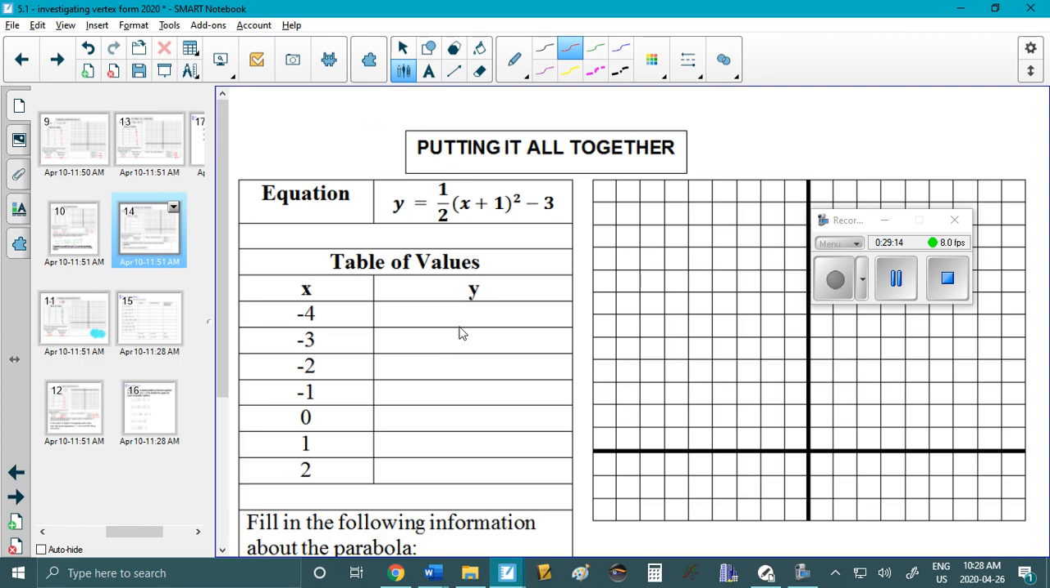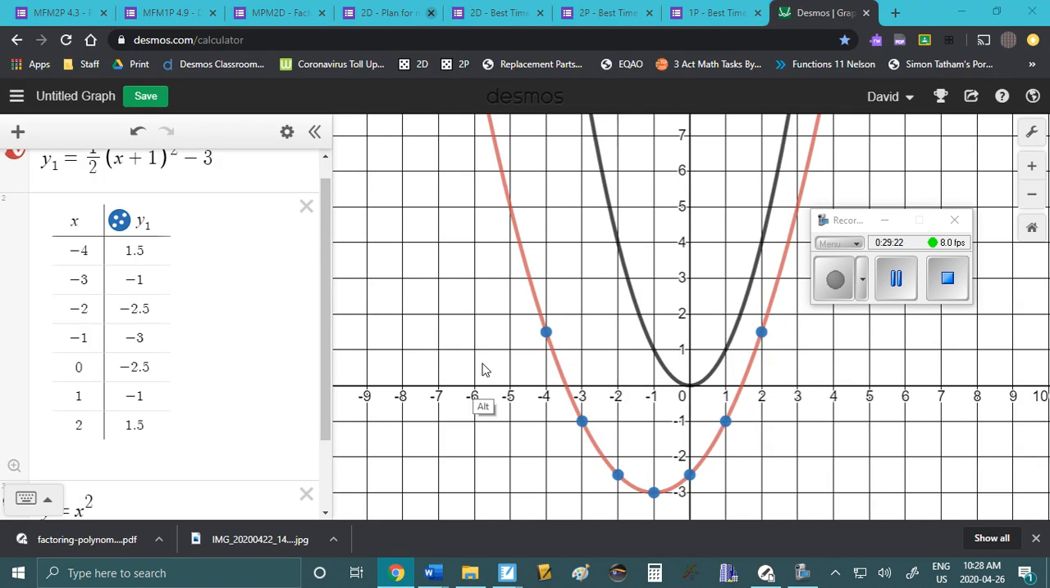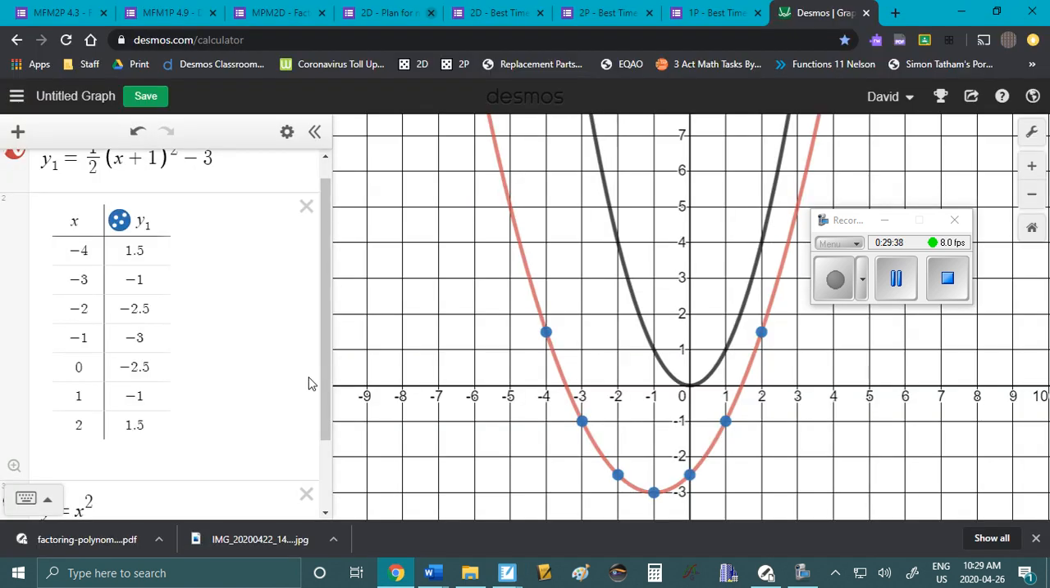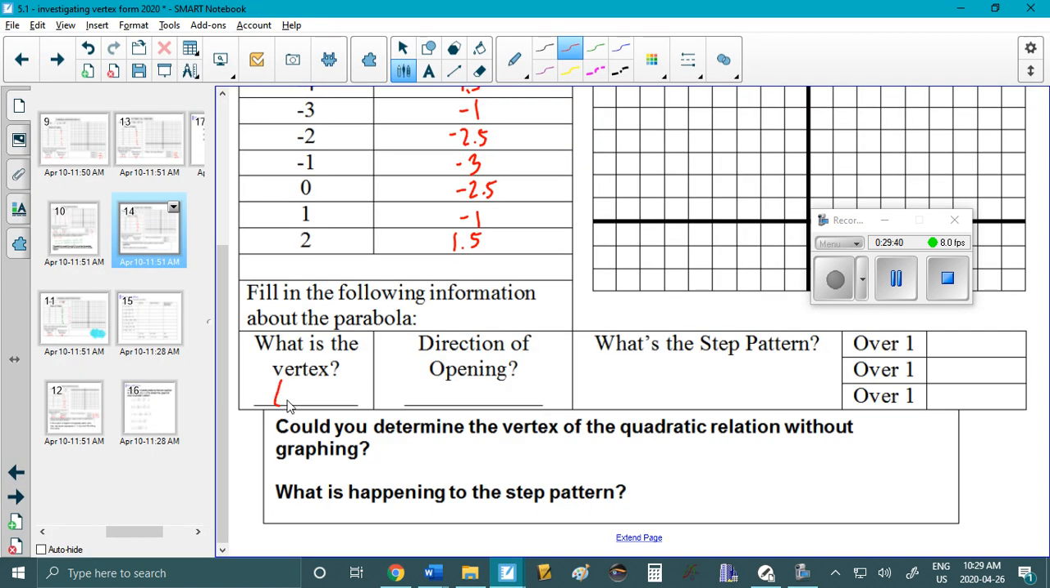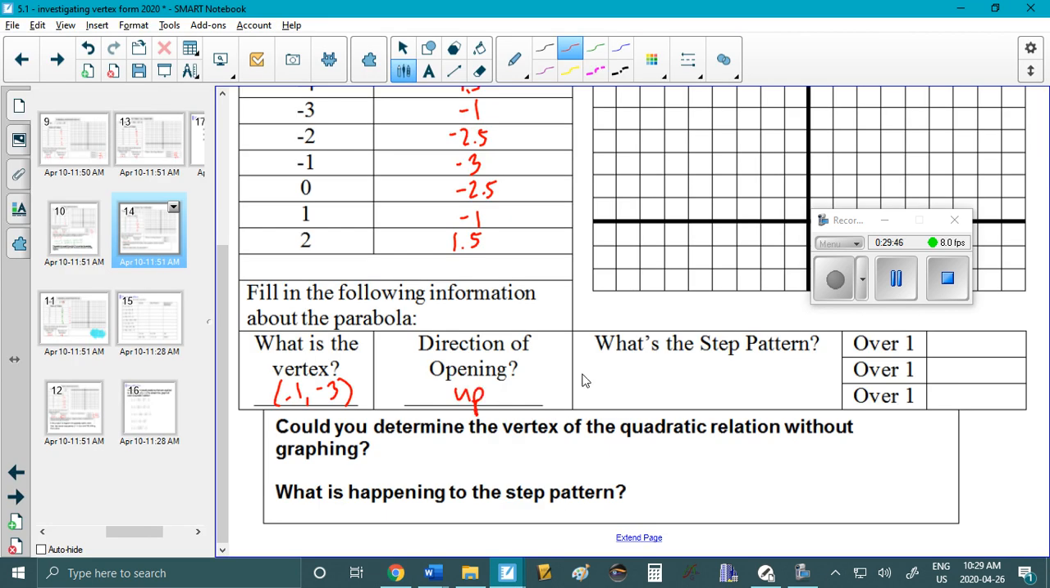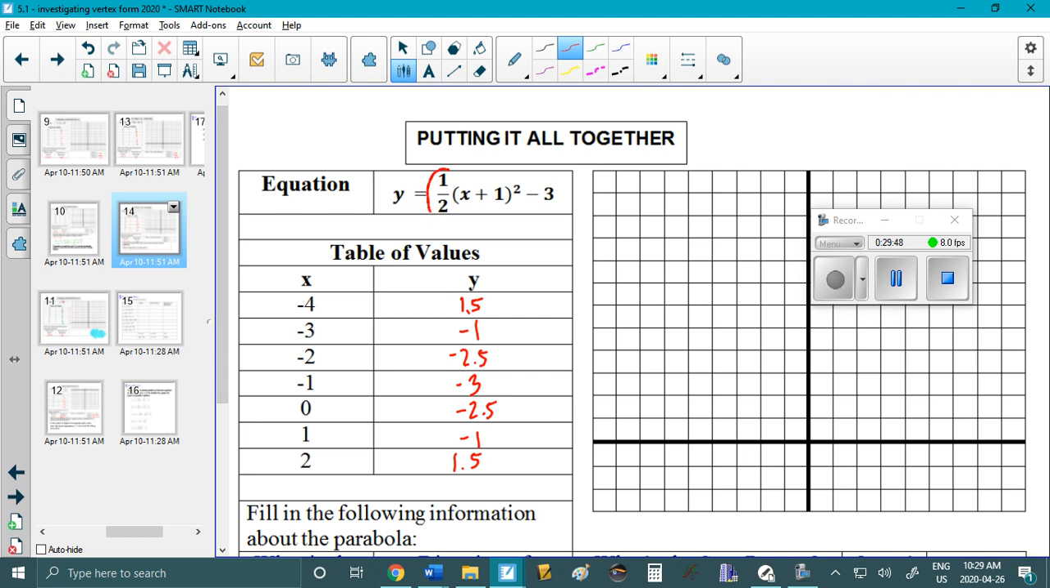Okay, so I'm hoping that you paused, and I get 1.5, negative 1, negative 2.5, negative 3, and then negative 2.5, negative 1, 1.5. Okay, so let's fill in the stuff. Again, I'm hoping you did this already. The vertex is negative 1, negative 3. It opens up still, and the reason that it opens up is because the value out front, this a value, is still positive.